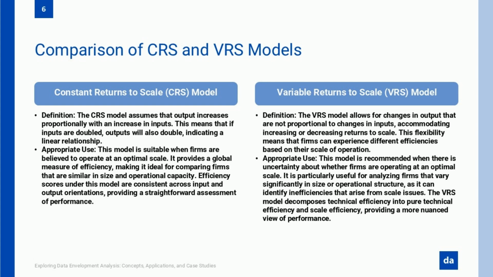Here's the bottom line, folks. The CRS model is for stability. It's like your heavyweight champ, strong and steady. The VRS model, that's your high flyer, your risk taker, the one that knows how to adapt to the chaos of the real world. And here's where you step into the ring.